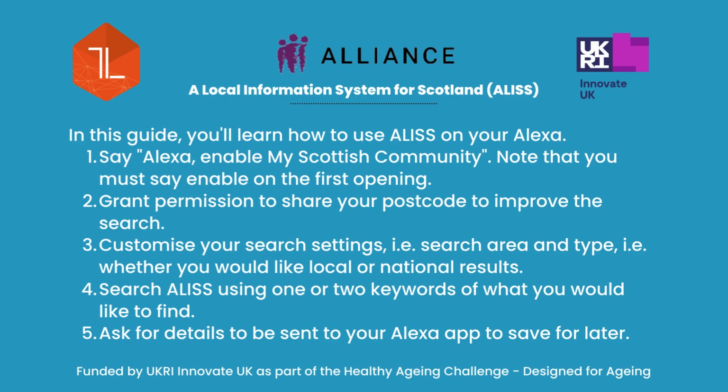Say, "Alexa, enable My Scottish Community." Note, you must say enable on the first opening. Grant permission to share your postcode to improve the search. Customise your search settings, i.e. search area and type, i.e. whether you would like local or national results. Search ALISS using one or two keywords of what you would like to find. Ask for details to be sent to your Alexa app to save for later.